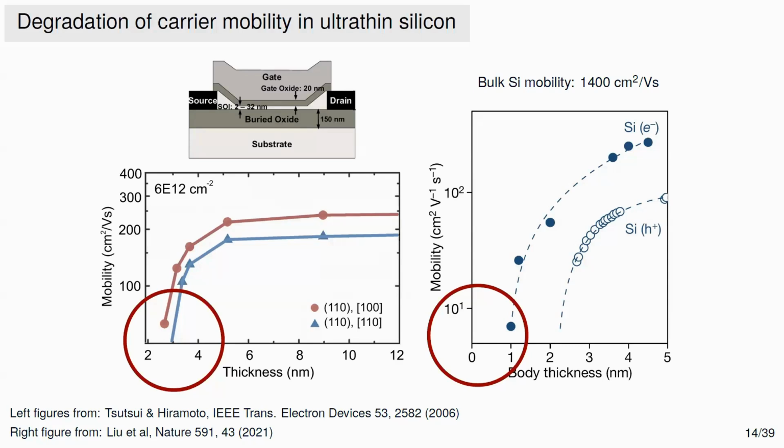So what people would like to do in this field is to try and check whether one could replace silicon with something that maintains a very high mobility, even in the limit of very thin channels, let's say in the nanometer regime, okay? So before getting there, one could ask, why is it happening that the mobility drops so dramatically?